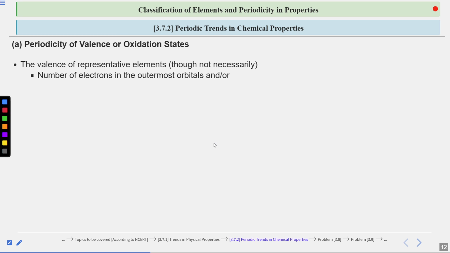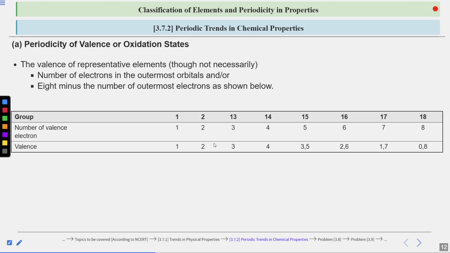So how do we calculate the valency in case of representative elements? There are two ways to do so. First, calculate the number of electrons in the outermost orbital. That can sometimes be considered as the valency. This is the first case. What is the second case? Subtract the total number of electrons from 8 to get the valency. So you can do it in two ways to know the valency of the representative elements. And remember, it is not followed ideally in each and every case.